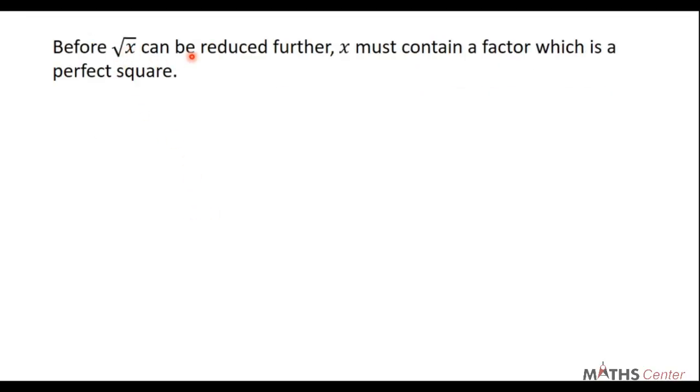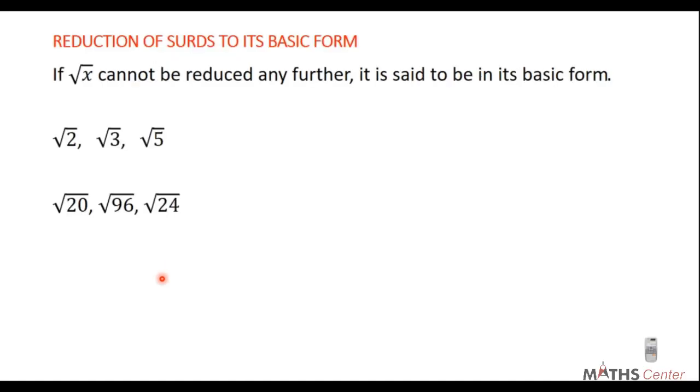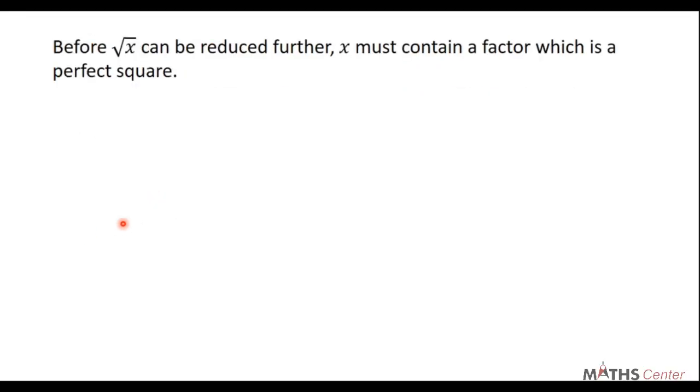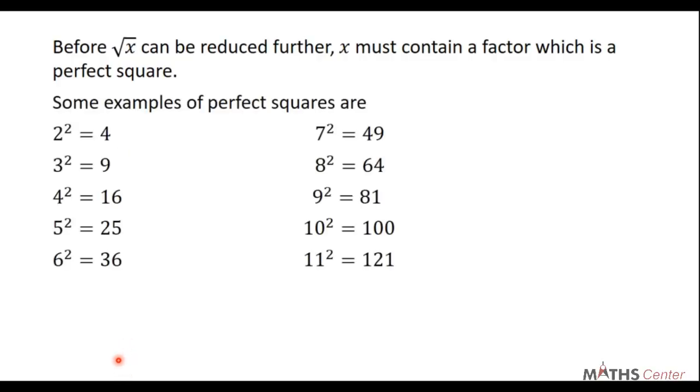Before square root of x can be reduced further, x must contain a factor which is a perfect square. So whenever you have a surd like we have here, before you can reduce it any further, we are saying that the numbers under the square root sign, so in this case 20, 96 and 24, must contain a factor which is a perfect square. Now, what is a perfect square? Some examples of perfect squares have been given here.